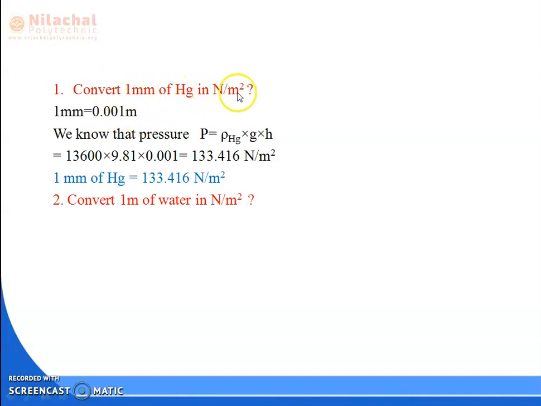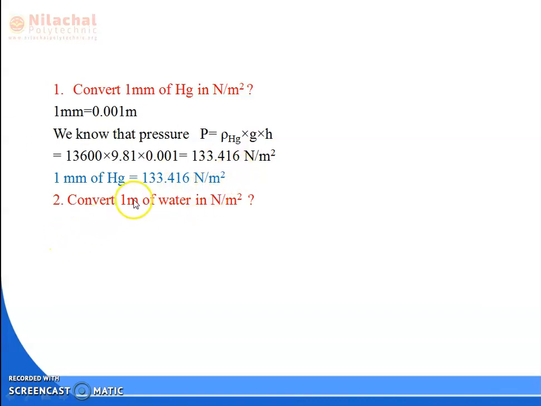Convert 1 mm of Hg into Newton per meter square. Newton per meter square is the unit of what? Newton per meter square is the unit of pressure. So we have to calculate what? Pressure. Pressure is equal to rho g h. So what is rho? Density. Density of what? Hg. It is given 1 mm of Hg, so the density of Hg into g into h. What is your density of Hg? 13600 into 9.81 into H, where H is equal to 0.001. So what value did you get? We got the value 133.416 Newton per meter square. So if someone asks you what is 1 mm of Hg in Newton per meter square, 1 mm of Hg is equal to 133.416 Newton per meter square.